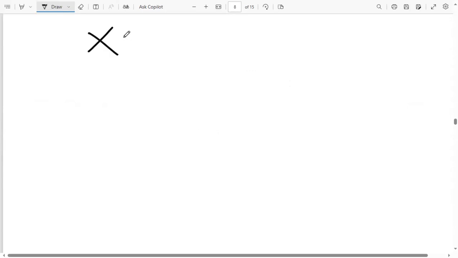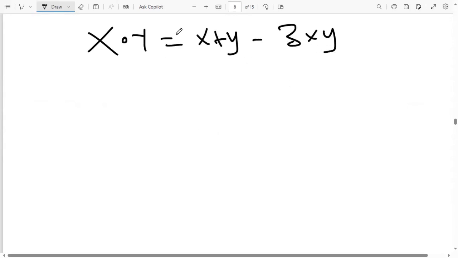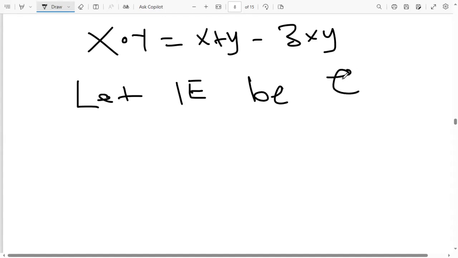We have this binary operation, which means I have x plus y minus 3xy. Let's find the identity element for it. I'll just write IE for identity element, we can say E or any letter of your choice. It means that if I apply this operation with the identity element, I should get the same element that I start with.